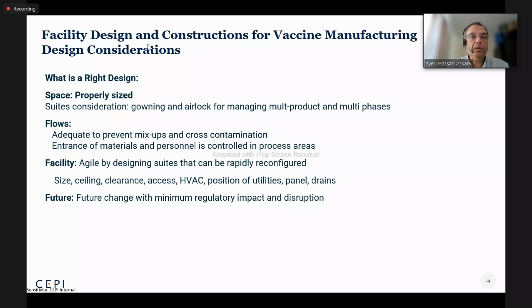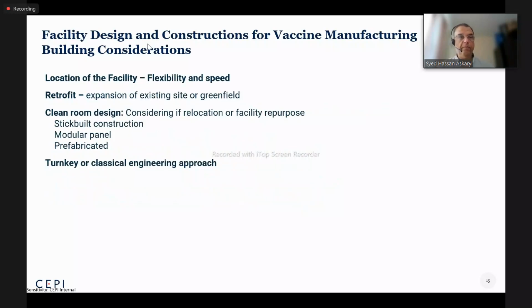And then it also needs to be considered the size of the facility and the space, and what future changes you want to have. Again, the location for the building, and the retrofit and the clean room design, and whether you want a turnkey.